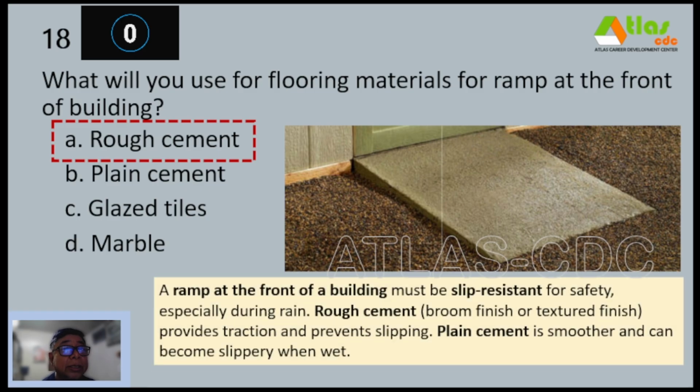So a ramp at the front of a building must be slip resistant for safety, especially during rain. Rough cement, broom finish, or textured finish provides traction and prevents slipping. Plain cement is smoother and can become slippery when wet.